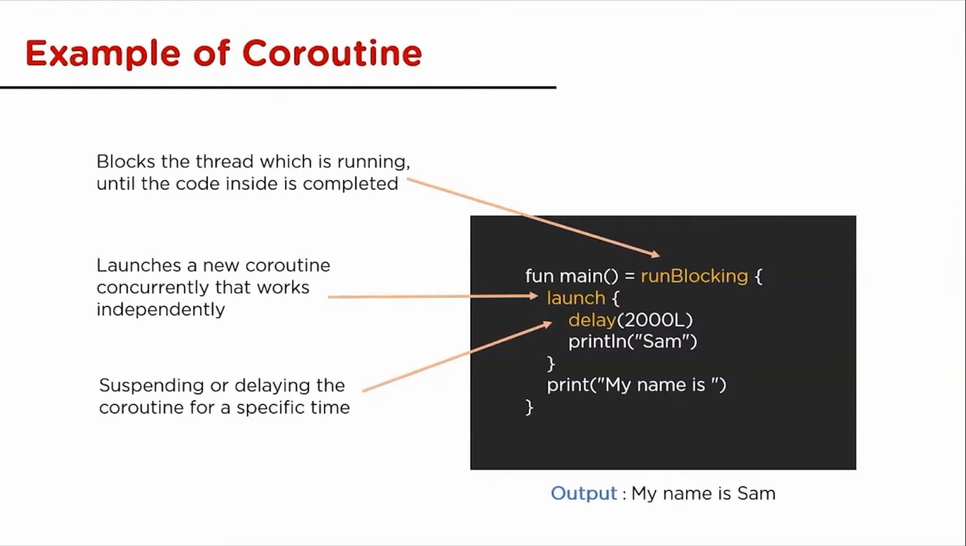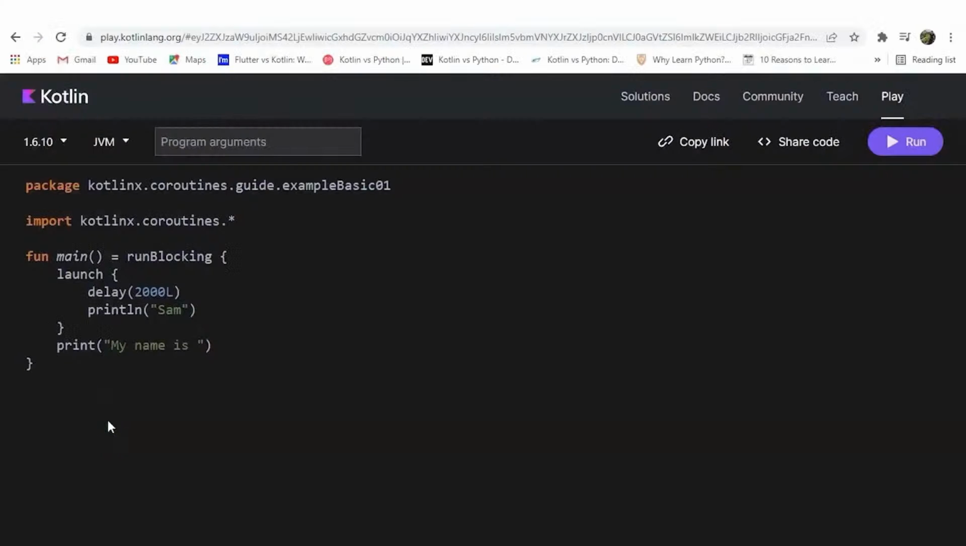Now here the word Sam will be printed after my name is because of the time delay of 2 seconds. On printing it, it will display my name is Sam. Let's take this example on Kotlin Playground. Here it is. Here we have written that example. Here we can see there is a delay of 2000L, that is 2000 milliseconds, which is equal to 2 seconds. So that is why my name is printed earlier than Sam is getting printed.